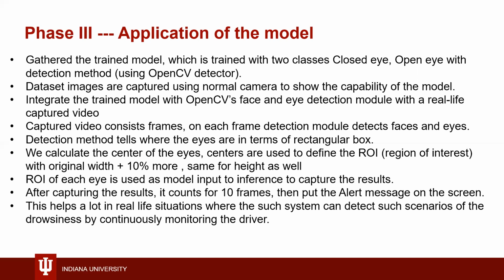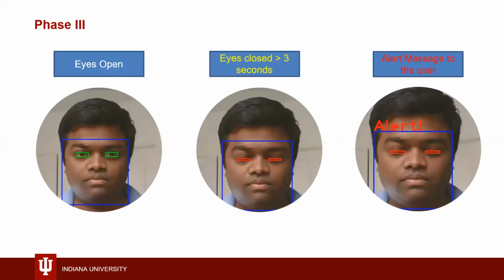Going to the next slide. Here I have three different images. One is eyes open. You can see a green rectangular box and a blue rectangular box, which tell which is the face and which is the eyes. In the next image, the green rectangular box turns red because the eyes are closed for greater than 3 seconds. In the next image, we have an alert message on top of the rectangular box saying the eyes are closed more than 3 seconds.